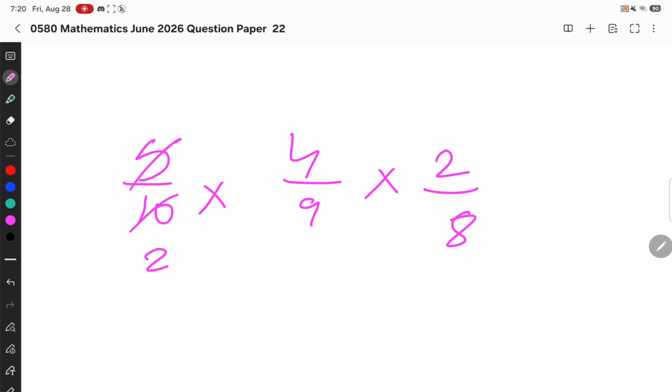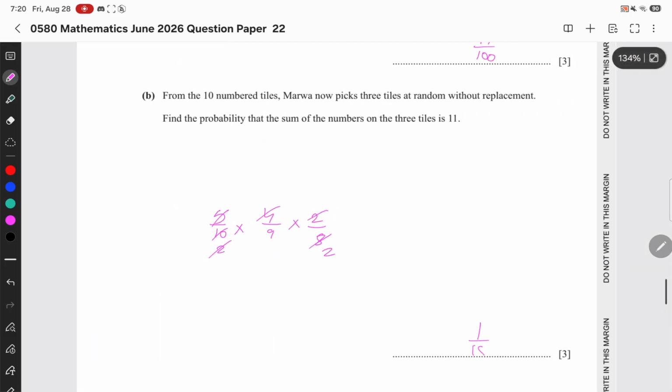5, this is 2, this cancels out, this 4 and 8 cancel out, so we get 1 over 18.